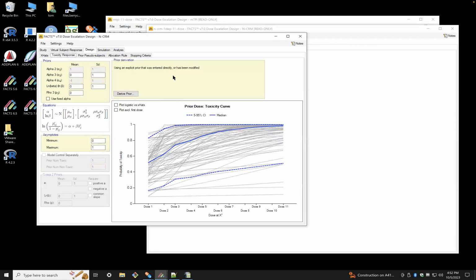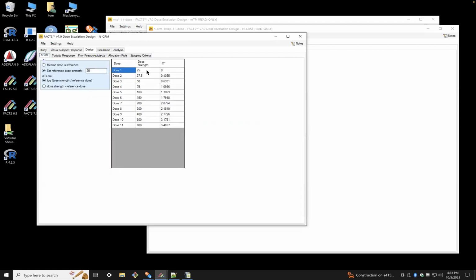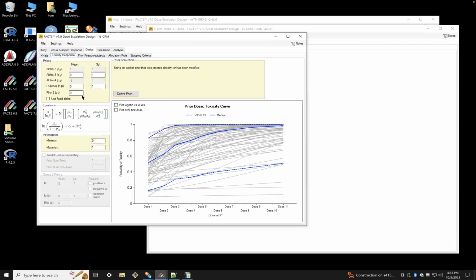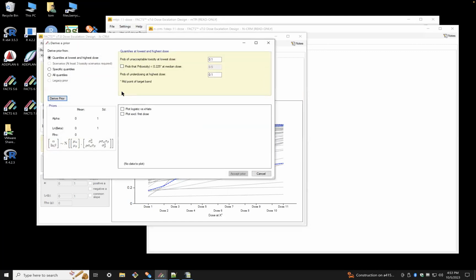Then we have to specify the toxicity response. And here we're specifying the prior values for the two parameters for the linear logistic, the alpha parameter, which is the intercept, the value of the model when we're at the dose with a value of 0, an x-hat of 0. So that's at the 25 milligram dose. And then the value of the slope parameter, in this case, the log of beta. Now, a way I like to do this is to use a little tool we have, which allows us to derive a prior.